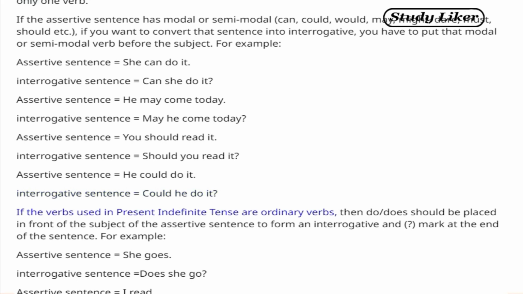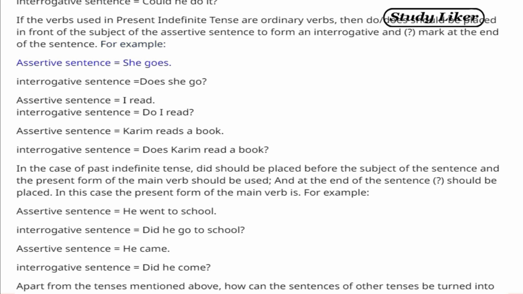If the verbs used in present indefinite tense are ordinary verbs, then do or does should be placed in front of the subject of the assertive sentence to form an interrogative, and a question mark at the end of the sentence. For example, assertive sentence: She goes. Interrogative sentence: Does she go? Assertive sentence: I read. Interrogative sentence: Do I read? Assertive sentence: Kareem reads a book. Interrogative sentence: Does Kareem read a book?